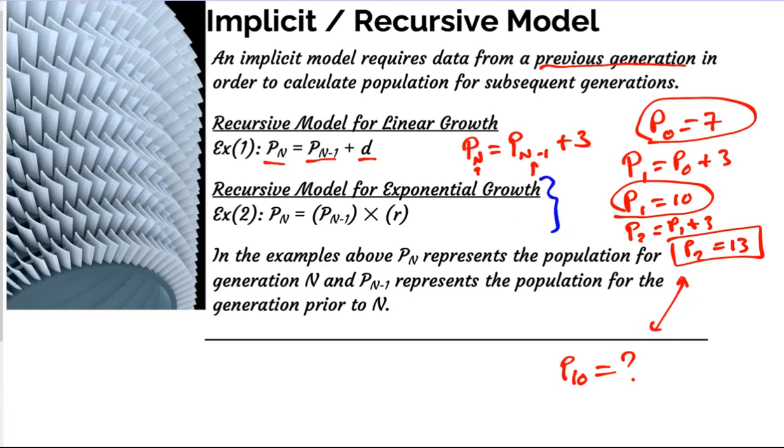So we see here there's also a recursive model for exponential growth. We're going to work with this in a separate lesson, but just to show it follows the same format. Pn is the population for generation n. We would take the previous generation's population and multiply it by the growth factor r. So we'll work more with exponential growth in another lesson, but we're just showing the similarities in what's called the implicit or recursive models. They require previous data to generate new data.